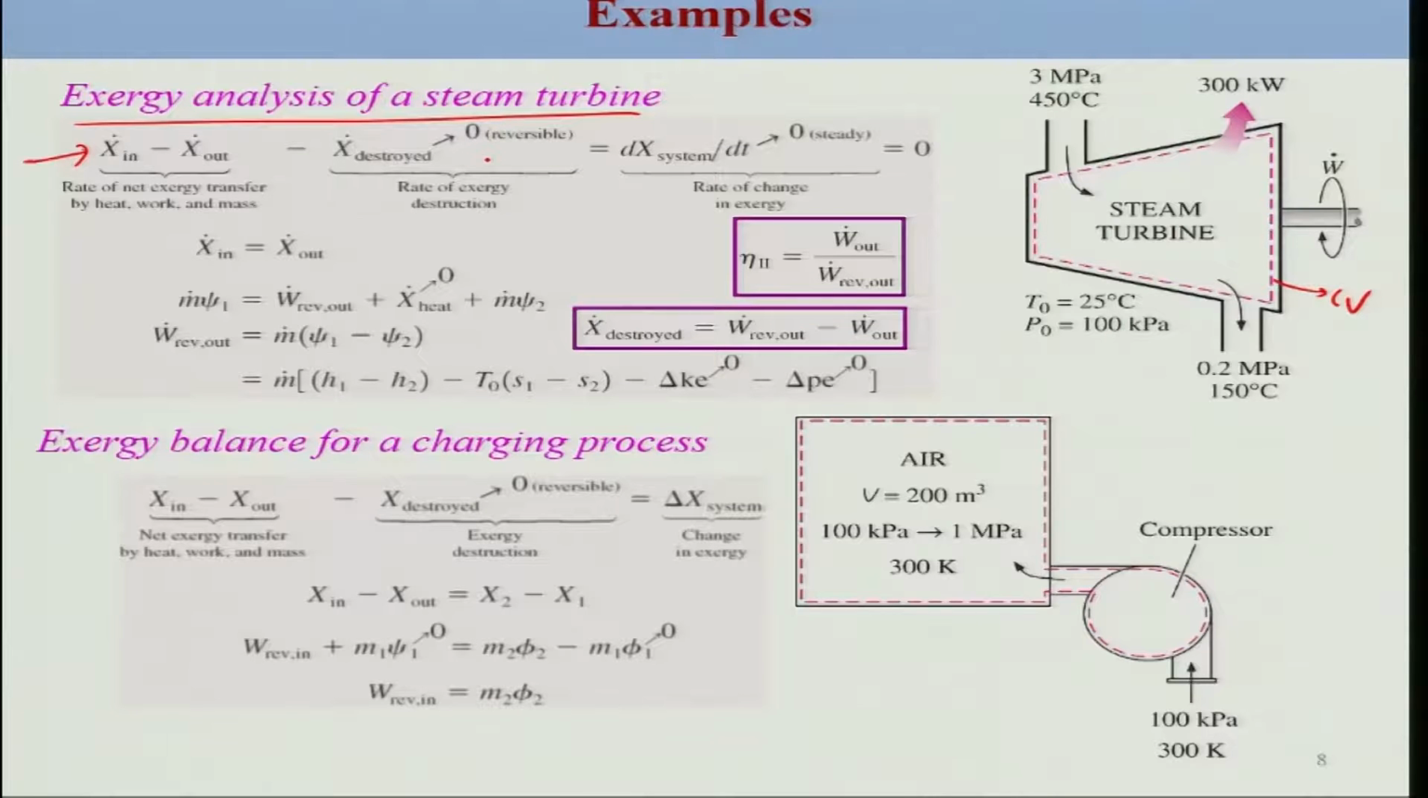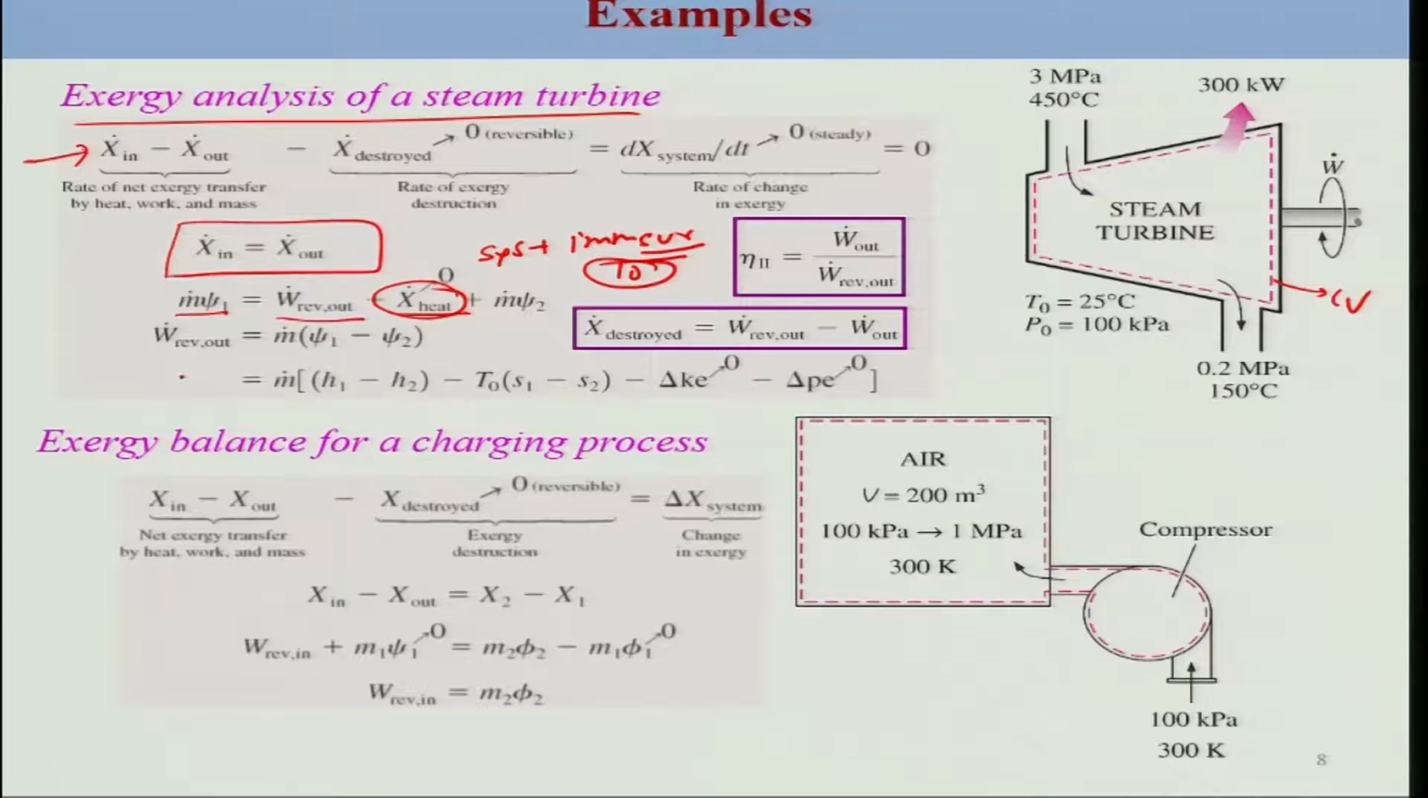Okay, and in that case your X destroyed is going to be 0 considering the reversible, and you can write down this expression in this form considering a steady state device. So you have this m x1 plus is equal to W reversible out plus X heat. Now we have taken system plus immediate surrounding, so the boundary of the immediate surrounding is at environment temperature T0, or considering this extended system, your X dot heat is going to be 0.